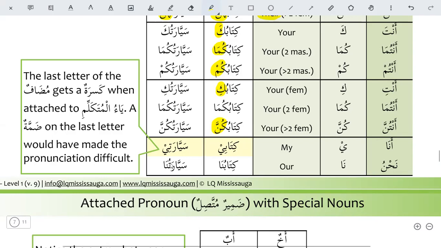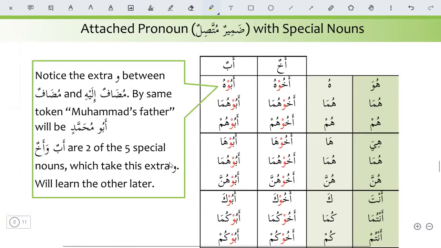Kitabuna, all the others are the same. With the abu, abu and akhu, they are the special nouns. When they are mudaf, they take an extra vowel. Akhun, brother. Abun, father. Akhuhu, his brother. Abuhu, his father.